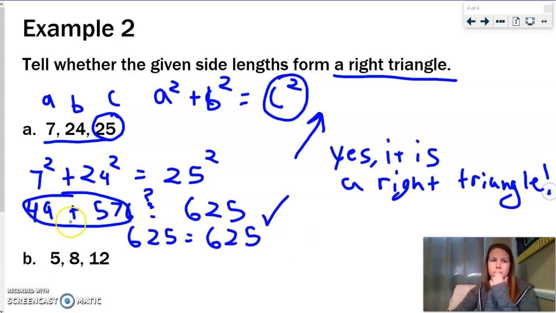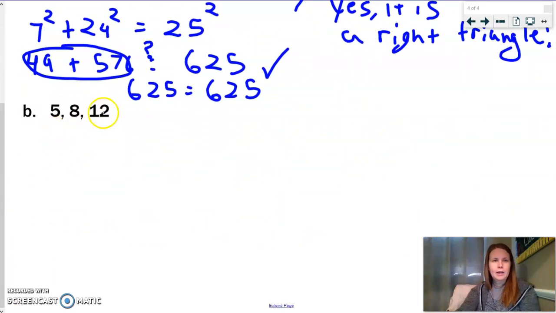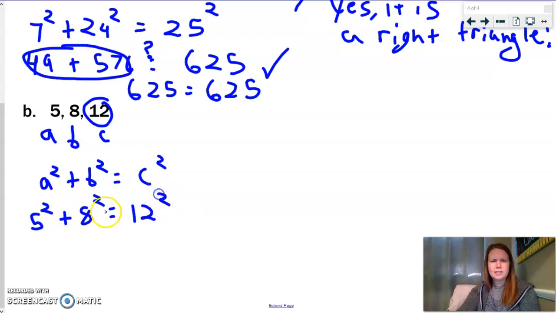Woo, yes, it's a right triangle. So let's look at B then. Again, the biggest one should be my C. Let's just make 5 A and 8 B. So we have A squared plus B squared equals C squared. So 5 squared, because all I'm doing is substituting in, plus 8 squared equals 12 squared. And we got to make sure, does that work? I want to make sure it works, so we got to figure out what all these squares are.